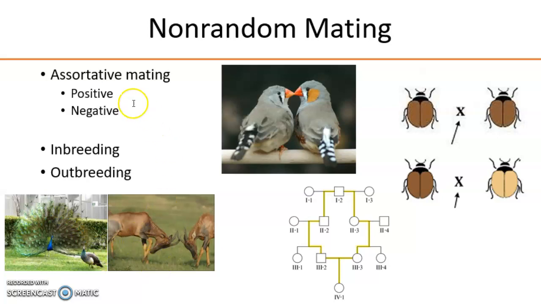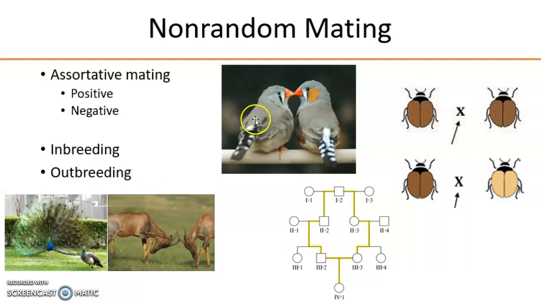And so it can be positive or negative assortative. So if it's positive, organisms that are similar to each other, so organisms with similar phenotypes, tend to mate. Whereas if it's negative, individuals with different phenotypes tend to mate. Okay. This is again going to introduce more variability.